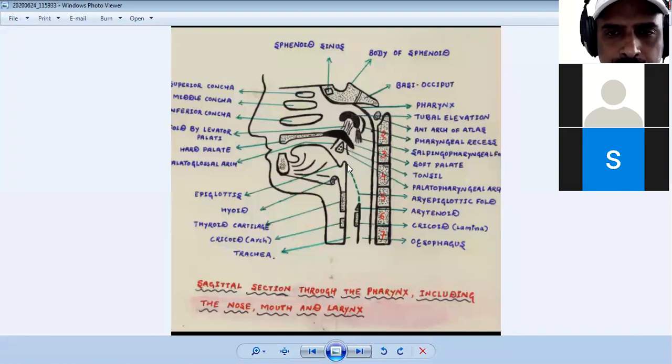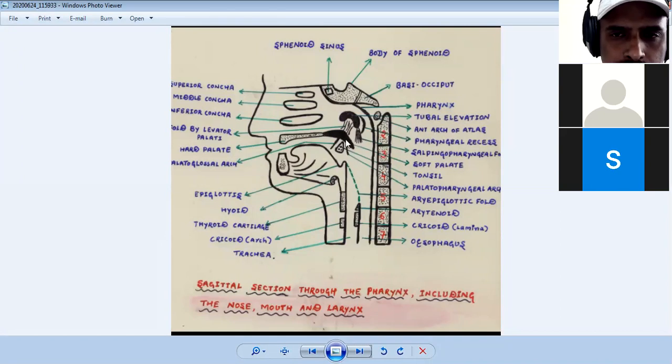So anteriorly it communicates with the oral cavity through the oropharyngeal isthmus. Superiorly, it is the pharyngeal isthmus. Then inferiorly, at the level of the upper border of the epiglottis, it communicates with the laryngopharynx. Posteriorly, it is supported by the second and third cervical vertebrae.